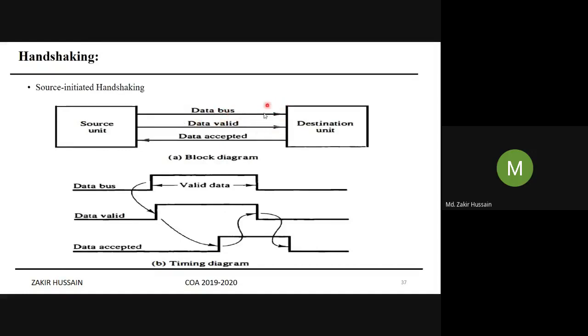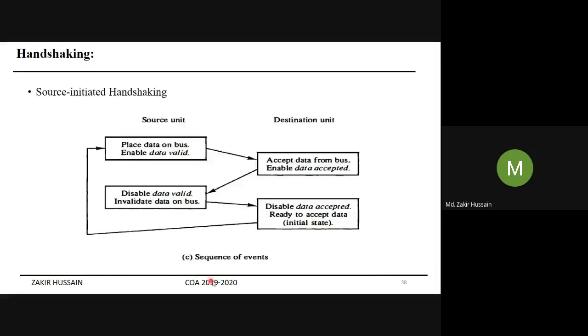These arrow marks, if you see, originate from the source. So that is what we are writing in the sequence of events here. Places data on bus, enable data valid. This is generated from the source unit. Where should it go? It should go to the destination unit. That's why the arrow in the sequence of events is shown from here to here. Then this destination unit accepts data from the bus and enables the data accepted signal. Once the destination unit accepts the data on the bus, it has to enable the data accepted signal, which should go to the source unit. That's why this arrow is shown going to the source side.